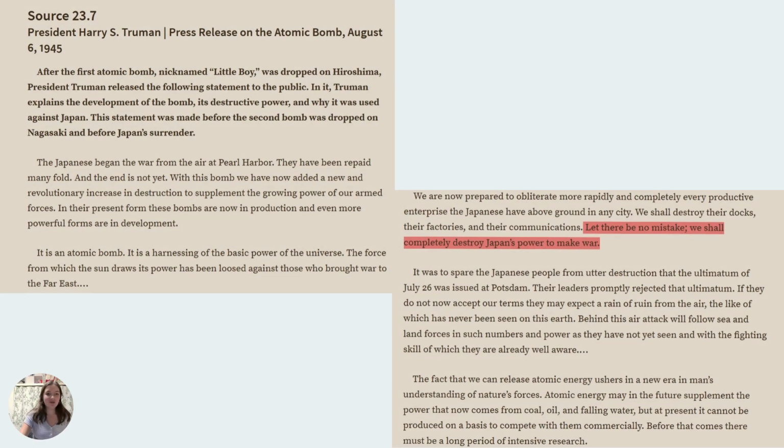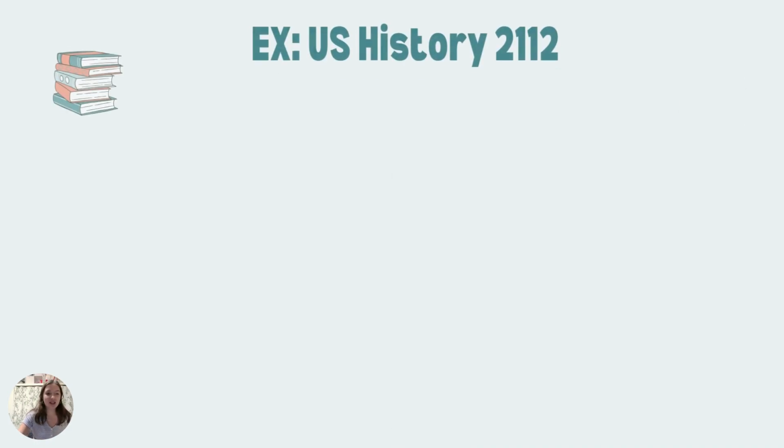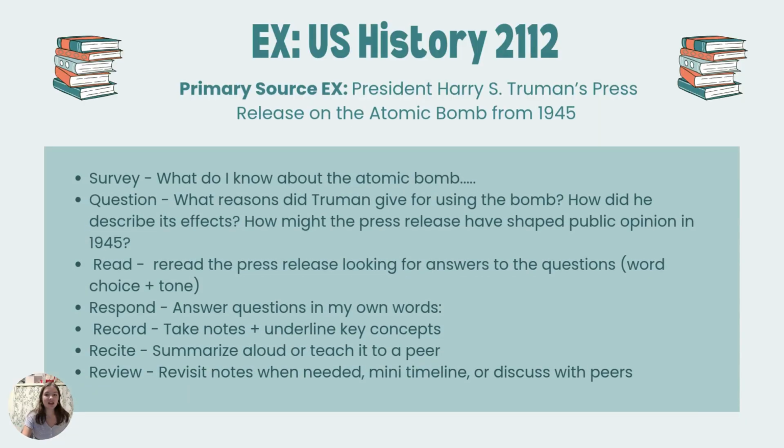By looking at one of my primary source documents, we can go through how I use this strategy in real life. So pause here to read. And then first, I use the strategy in my US History 2112 class to gain an in-depth understanding of my readings, especially my primary sources, which you saw in the last slide. Let's briefly go through one together. President Harry S. Truman's press release on the atomic bomb from 1945.